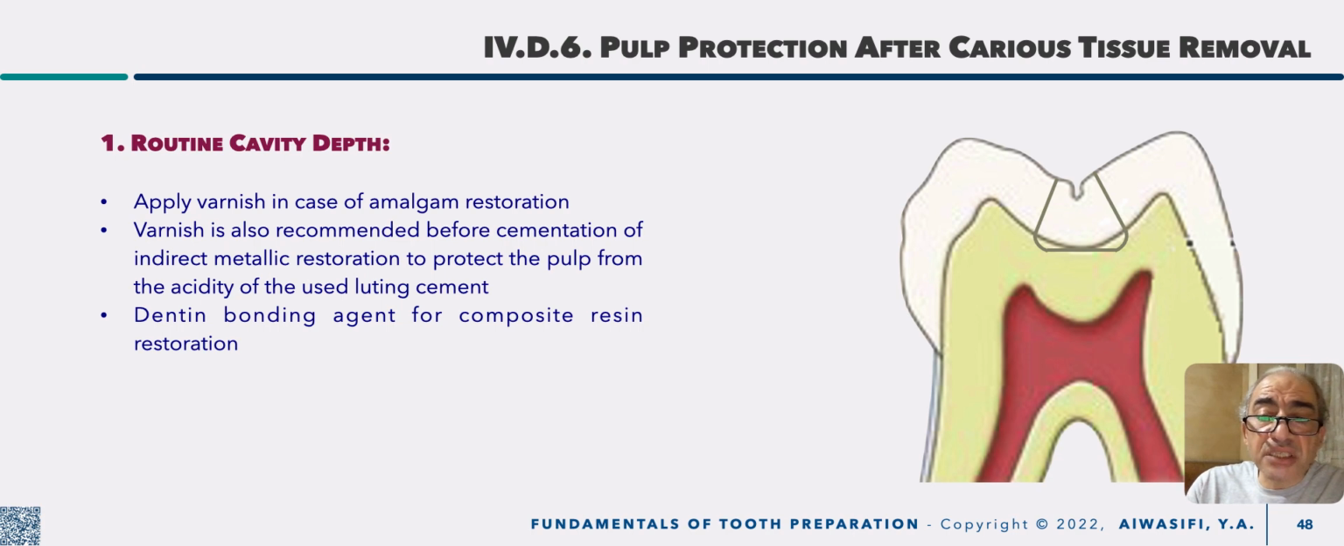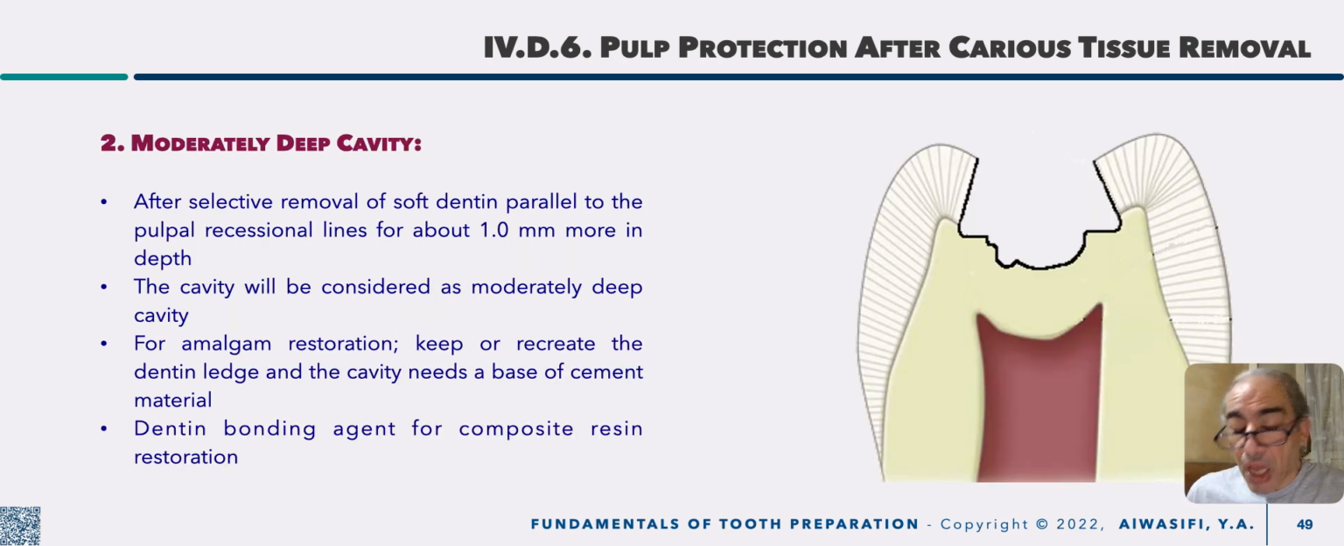At routine cavity depths, you are not in need of pulp protection. You already have the best protective material, which is dentine, over your pulp. This is the best protective material and your pulp is safe. Just apply varnish if you are using amalgam, or just apply bonding agent if you are going to use composite resin.